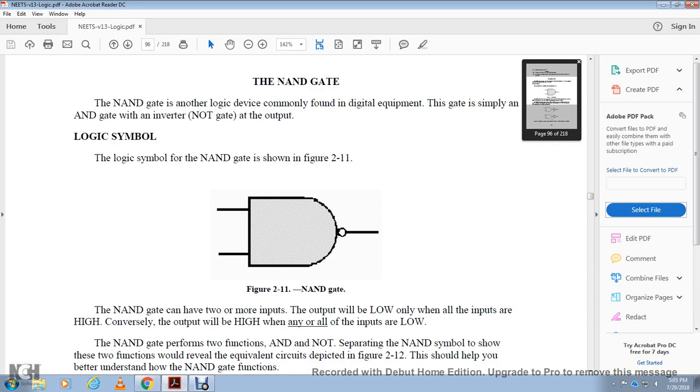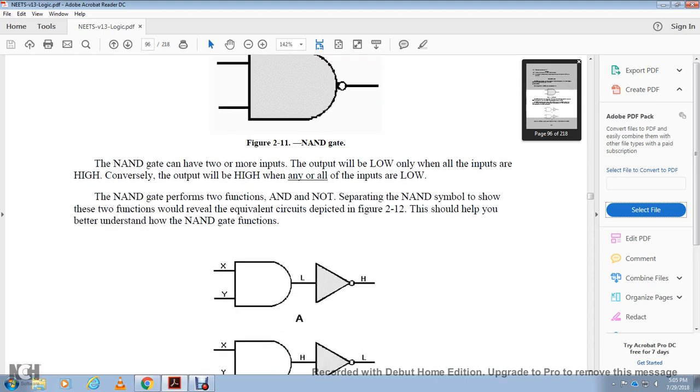The NAND gate has two or more inputs. The output will be low only when the inputs are all high. Conversely, the output will be high when any or all of the inputs are low. The NAND gate can perform two functions, AND and NOT. Separating the NAND symbol to show the two functions reveals the equivalent circuit depicted in figure 212, which should help you better understand the NAND gate functions.